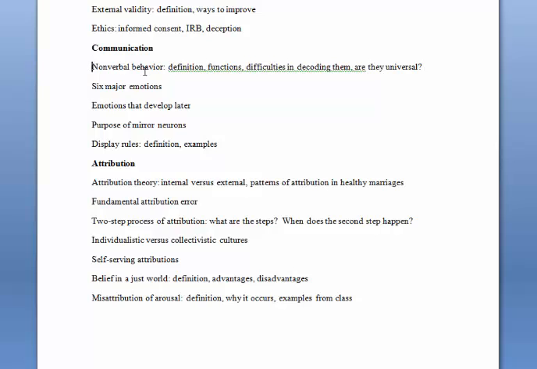Alright, so the next lecture is about communication, and so we talked a lot about nonverbal behavior. We talked about how that's anything that's not the words that we say. So nonverbal behavior can include our eye contact. It can include the use of touch. It can include facial expressions or body posture. There's so many different things that it could include here.